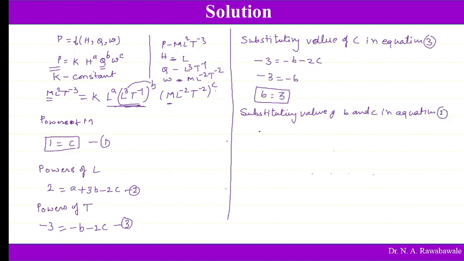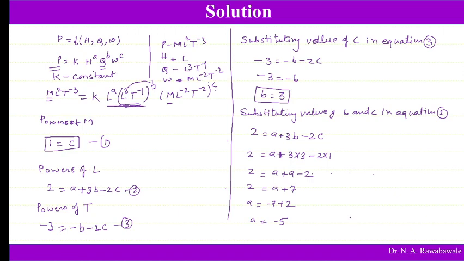Now equation 2 is 2 is equal to A plus 3B minus 2C. So 2 is equal to A plus 3 into B value is 3 minus 2 into 1, C value is 1. So therefore 2 is equal to A plus 9 minus 2, means 2 is equal to A plus 7, or A is equal to minus 7 plus 2, or A is equal to minus 5. So we get A as minus 5.